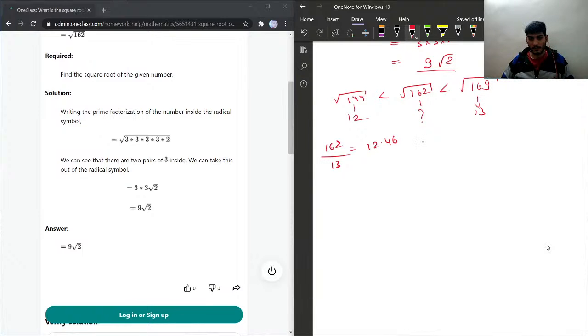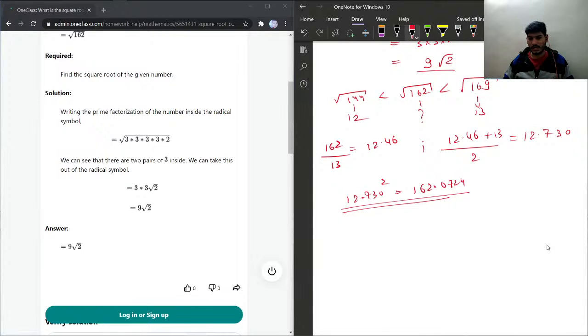Now we'll add 12.46 and 13 and take the average. So this will be 12.730, and if I take the square of this, then this will be 162.0724, and we have 162, so this is pretty much good.